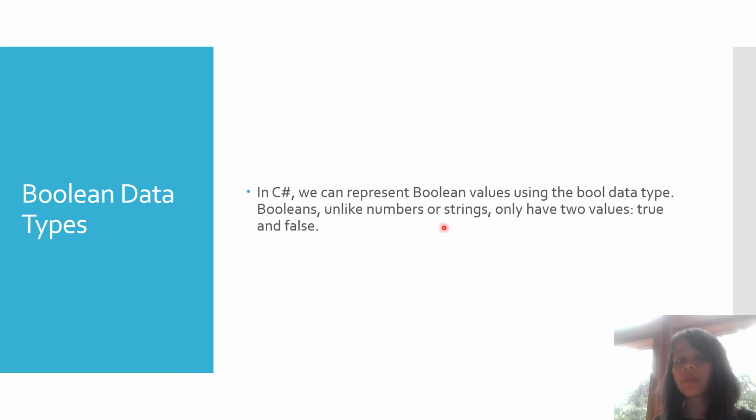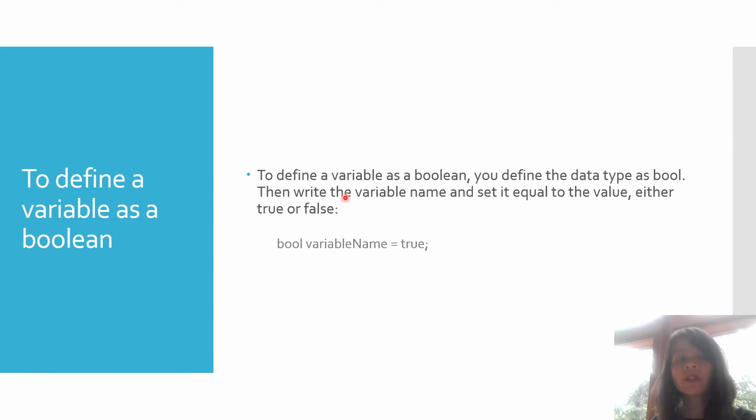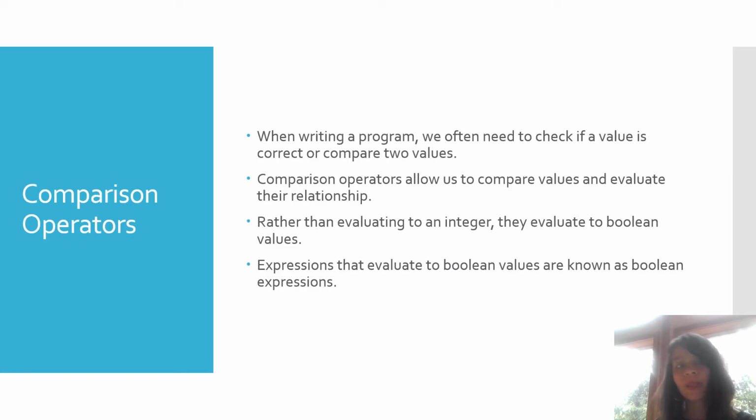In C#, we can represent Boolean values using the bool data type. Booleans, unlike numbers or strings, only have two values, true and false. So to define a variable as Boolean, you define the data type as bool, and then write the variable name and set it equal to the value, either true or false. So here we have the data type, the variable name, and then the value, which should be true or false.